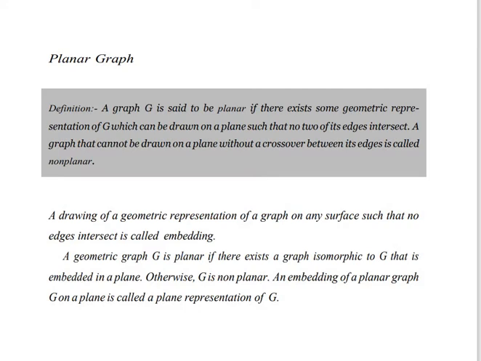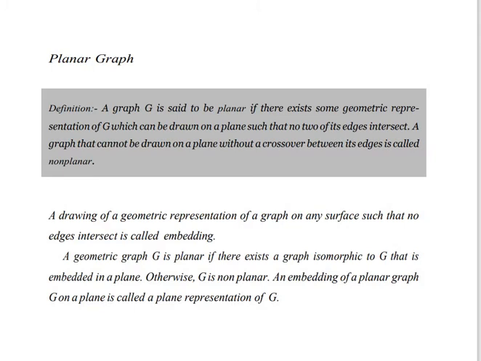A graph G is said to be planar if there exists some geometric representation of the graph G which can be drawn on a plane such that no two of its edges intersect. A graph that cannot be drawn on a plane without a crossover between its edges is called non-planar.